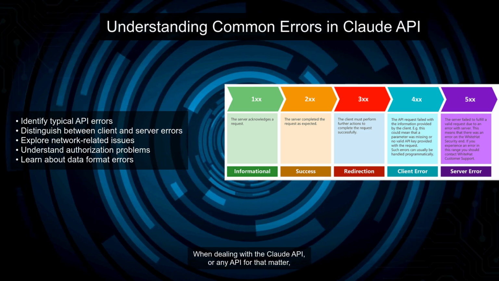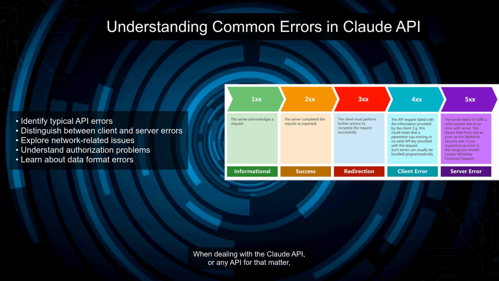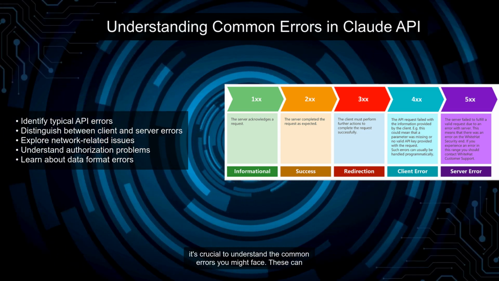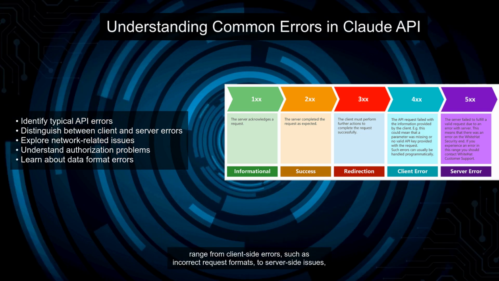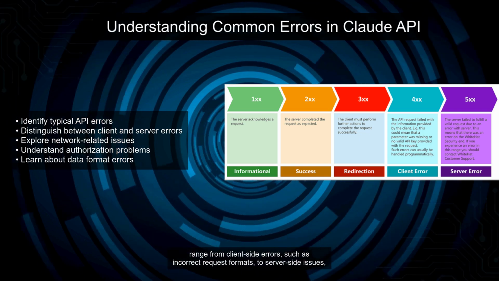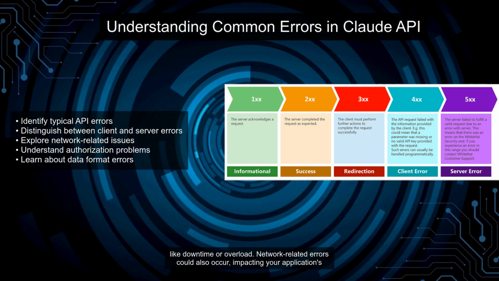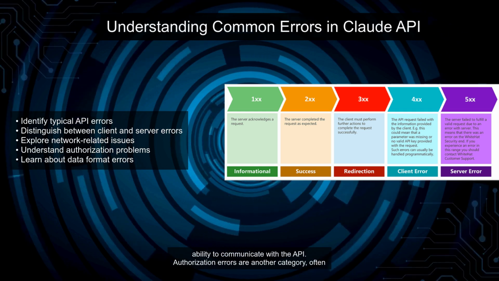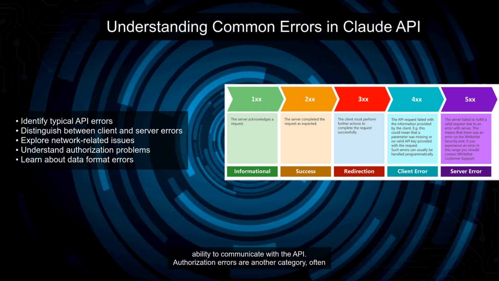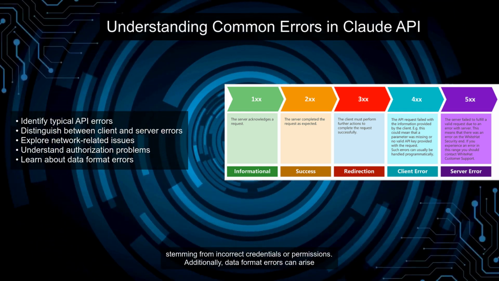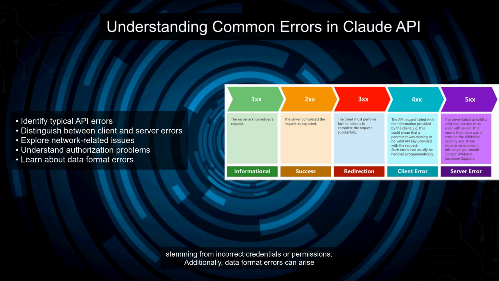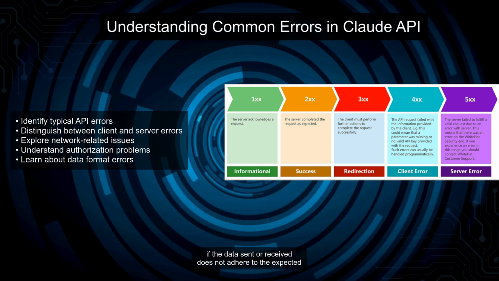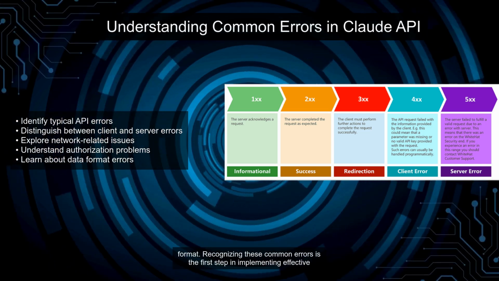When dealing with the Claude API, or any API for that matter, it's crucial to understand the common errors you might face. These can range from client-side errors, such as incorrect request formats, to server-side issues, like downtime or overload. Network-related errors could also occur, impacting your application's ability to communicate with the API. Authorization errors are another category, often stemming from incorrect credentials or permissions. Additionally, data format errors can arise if the data sent or received does not adhere to the expected format.